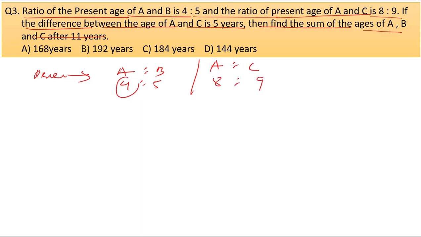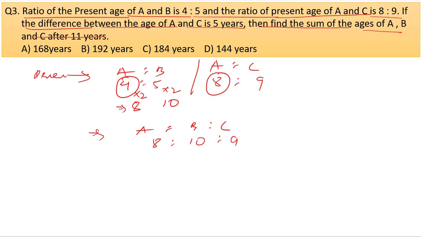Here the A value is 4 and the A value here is 8. Now we have to make them equal by multiplying by 2 here. It is 4 to 8, we have 2 times 5 is 10. Now the ratio is A, B, C, 8:10:9. The question is saying the difference between the ages of A and C is 5 years.